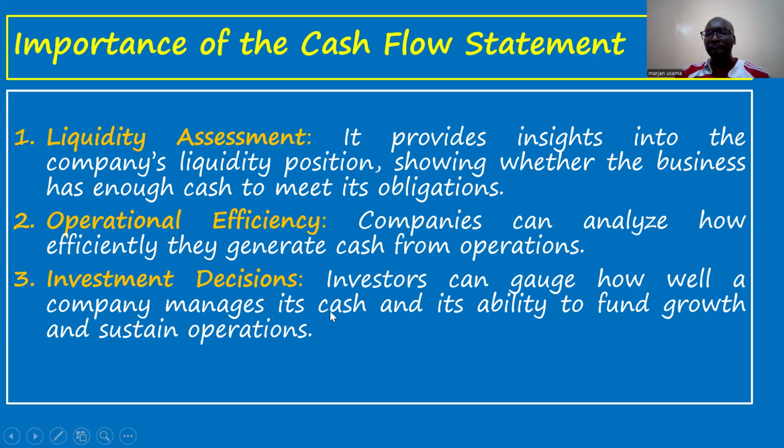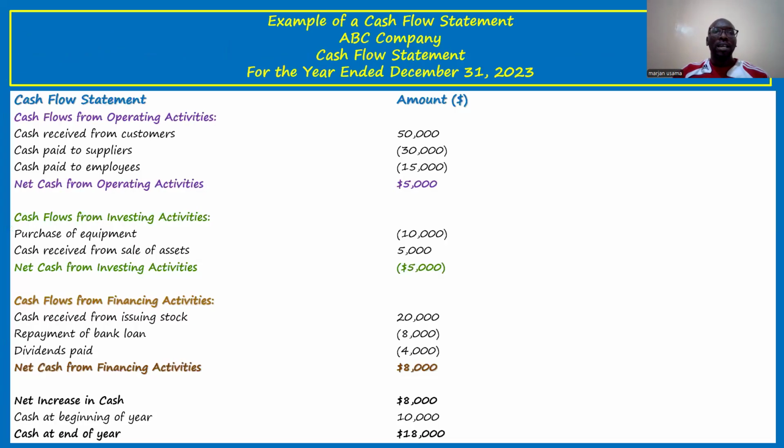Investment decision, number three. Investors can gauge how well a company manages its cash and its ability to fund growth and sustain operation. Today, if I want to invest in your company, I will ask you for your cash flow statement because I want to know if you are prudent enough. I want to know if you are good in managing your cash. If you are not good in managing your cash, then I cannot invest in you.